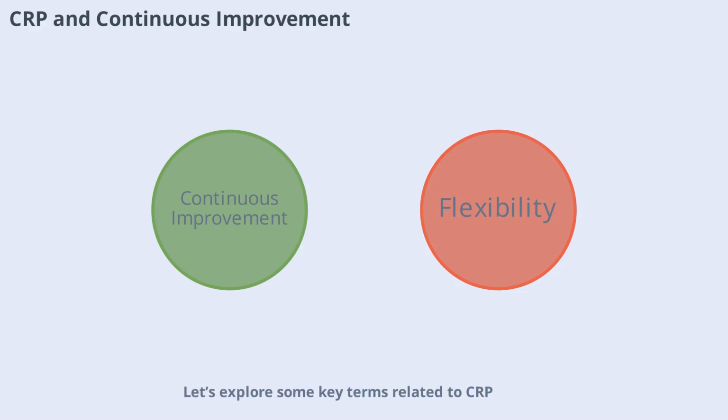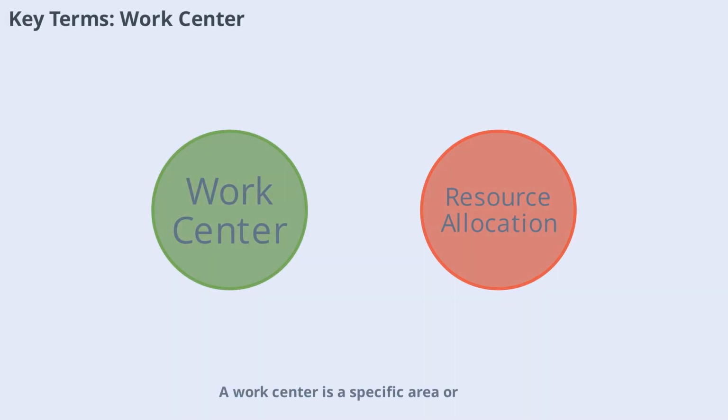Let's explore some key terms related to CRP. Work center is a specific area or group of machines where particular tasks are performed. In CRP, understanding the capacity of each work center is crucial for accurate planning. Work centers can vary in size and function from a single machine to an entire department. By tracking workloads at each work center, companies can better allocate resources and avoid bottlenecks.